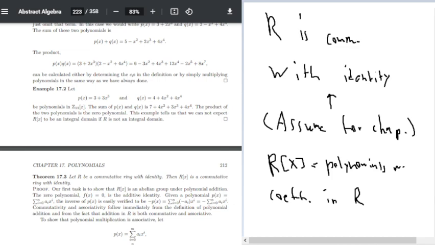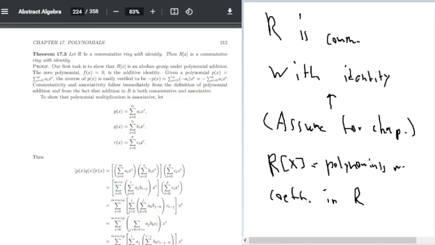This example tells us that we cannot expect R of x to be an integral domain if R is not an integral domain. Yeah, because every coefficient would be 3 multiplied by 4. So you multiply them together and you get the zero polynomial, even by the coefficient definition.